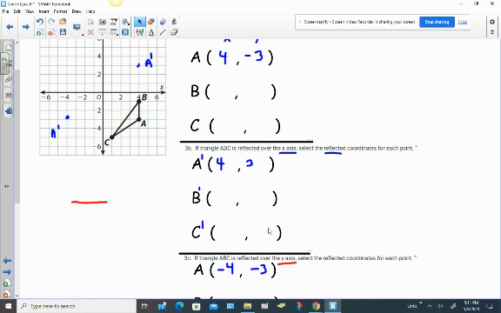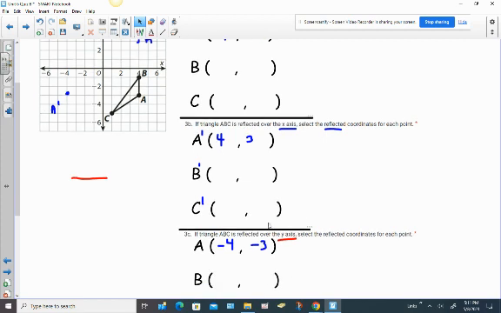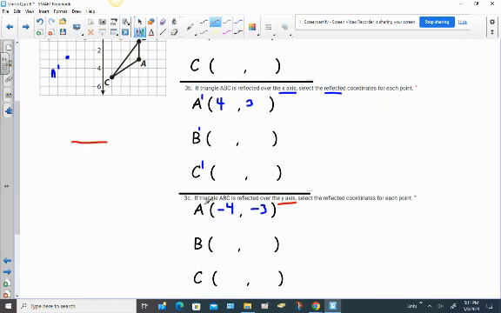So you're going to do the same kind of thing for points B and C, and that will be your reflection. We would read this as A prime, B prime, C prime. Write your ordered pairs down on your piece of paper. Once you have them on your piece of paper, then you can go to the Google form and make sure you pick very carefully the correct ordered pairs.